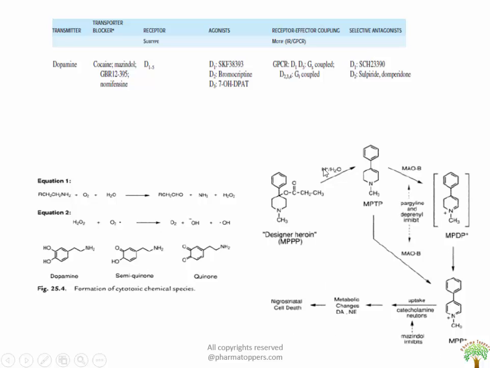So this chart indicates MPTP, as I have already discussed that the heroin contains MPPP, which is converted into MPTP, and this MPTP is converted into MPDP plus or MPP plus by the enzyme MAO-B, which is inhibited selectively by pargyline or deprenyl. And this MPTP is taken up by the catecholamine neurons, thus forming dopamine and norepinephrine, and as a result nigrostriatal cell death occurs. Mazindol is found to inhibit this uptake.